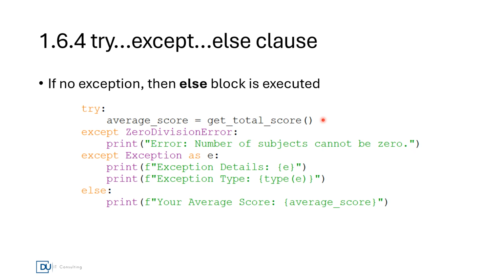So what happens is the average score is calculated by the system. If there are errors, it would go into one of these blocks. If there are no errors, it would print the average score.